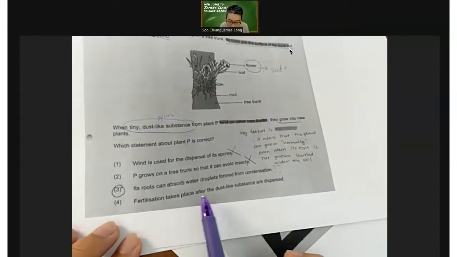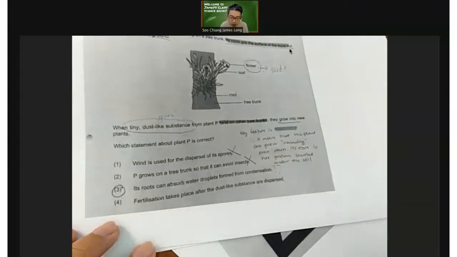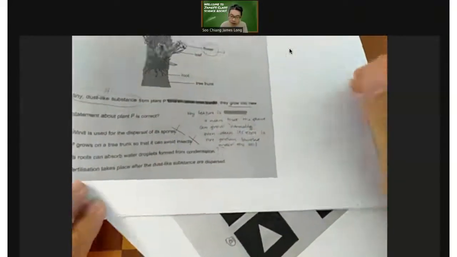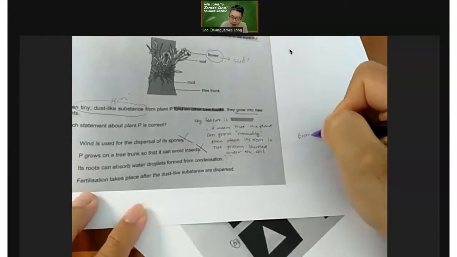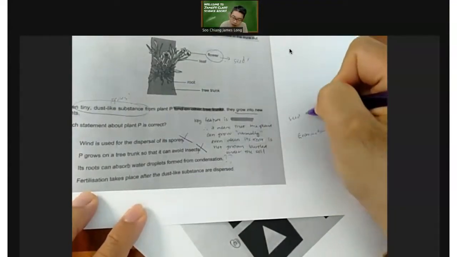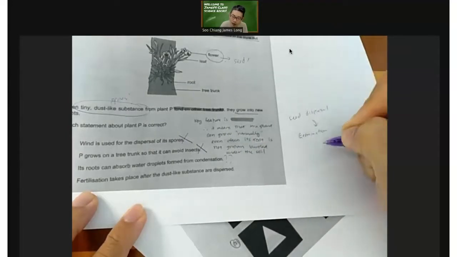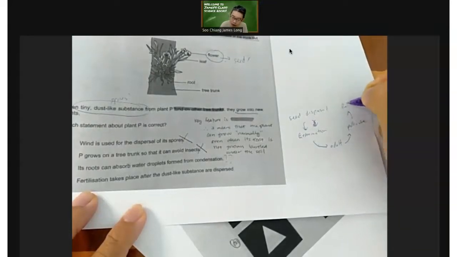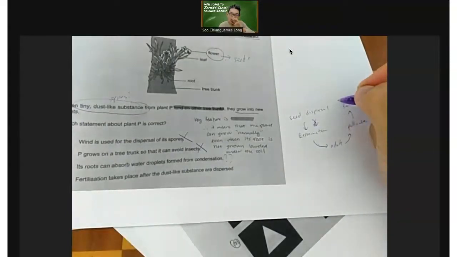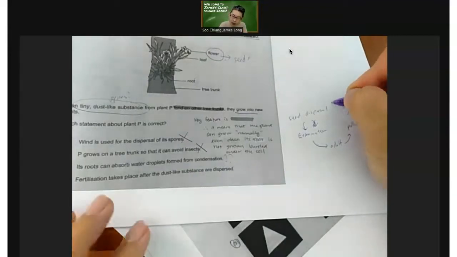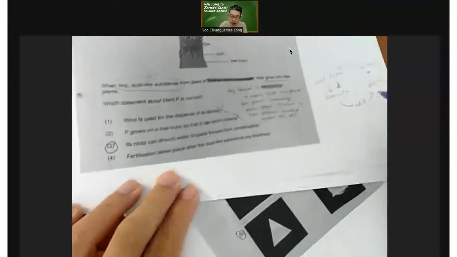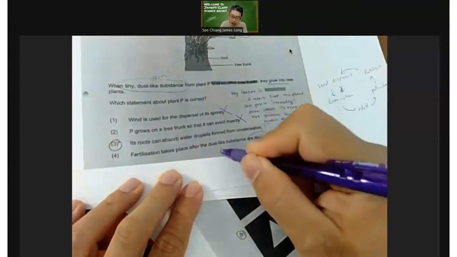Fertilization takes place after the dust-like substances are dispersed. Now, let's learn the process of plant reproduction, right? For flowering plants, first you have your seed dispersal, followed by germination. After it germinates, you have your adult plant, right? And the adult plant with flowers will then start to pollinate. After pollination, you have your fertilization. After fertilization, the ovary will swell, the ovule becomes seeds, and then you have seed dispersal. The cycle repeats itself. See, these are dispersed. So I'm going to suggest these could be seeds.